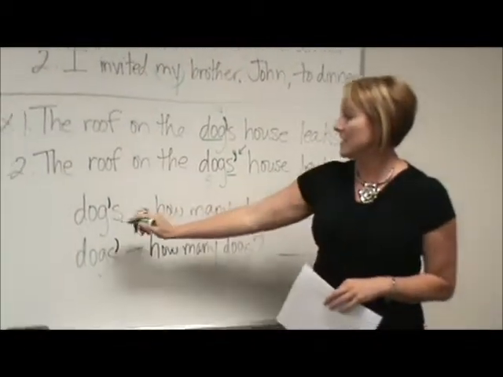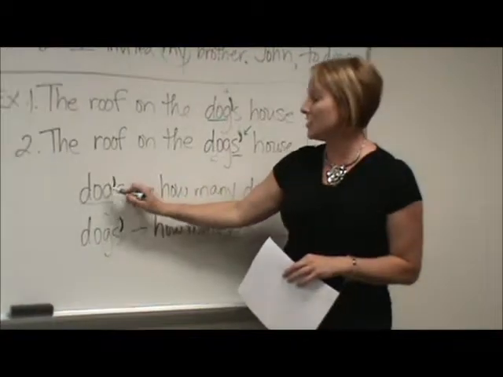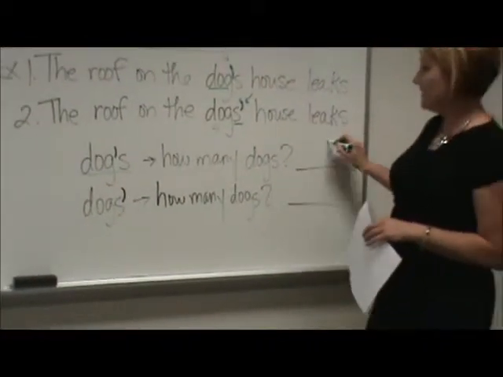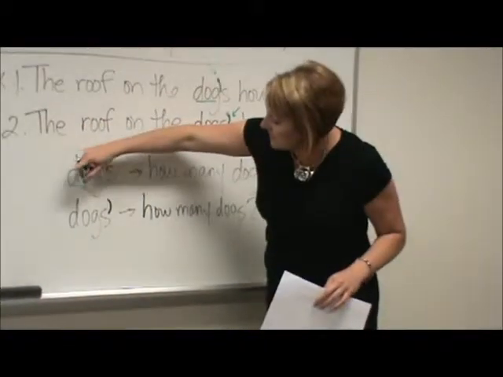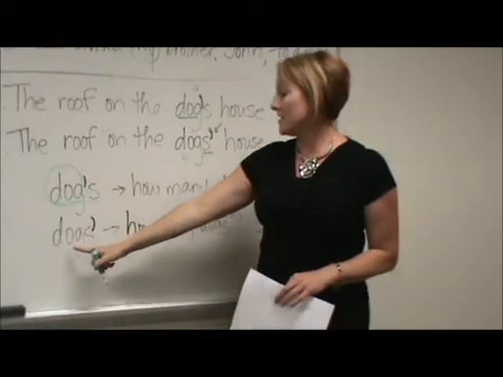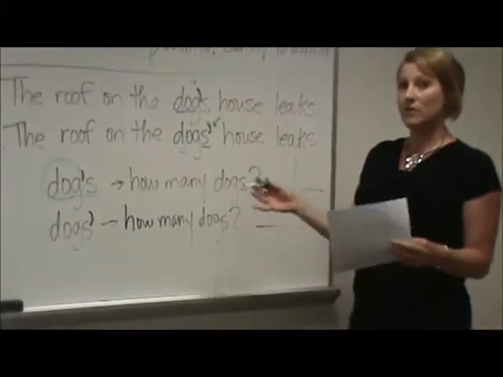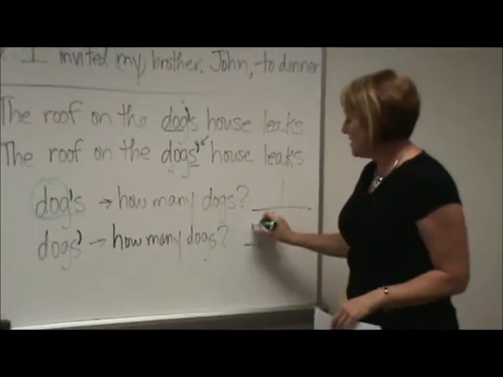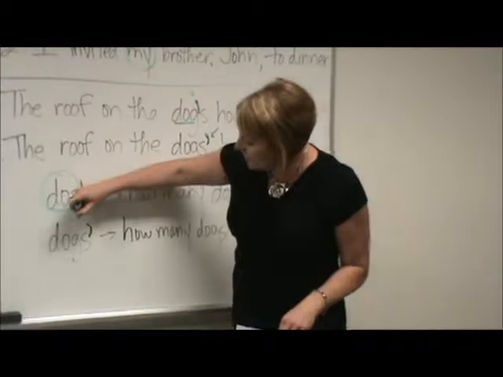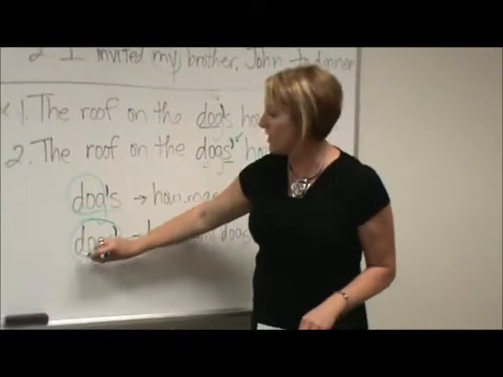So let me ask you this. If the apostrophe is between the G and the S, how many dogs are there? 1. Okay, because you're just looking at this. Just one dog. And if you have it this way with the apostrophe after the S, how many dogs? We don't know. Could be 100. But let's just say more than 1. Okay, and you know because the apostrophe comes after the S, so it's already plural.